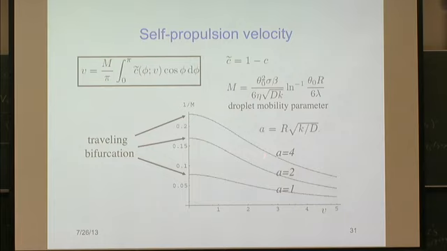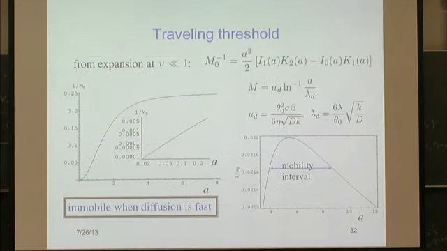Now, this is as a function of the radius of the droplet, but the parameter itself depends on this radius. Because here is the dimensional radius, and this A is the dimensionless radius. That's why there are different letters. And then, if we take it into account, we can see that there is actually a mobility interval. This is already some algebraic derivation.